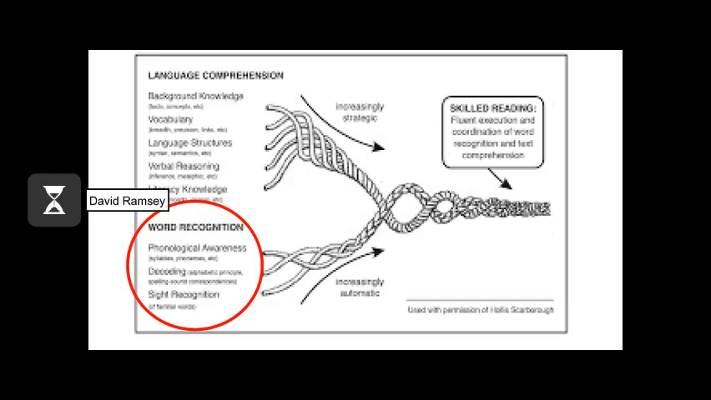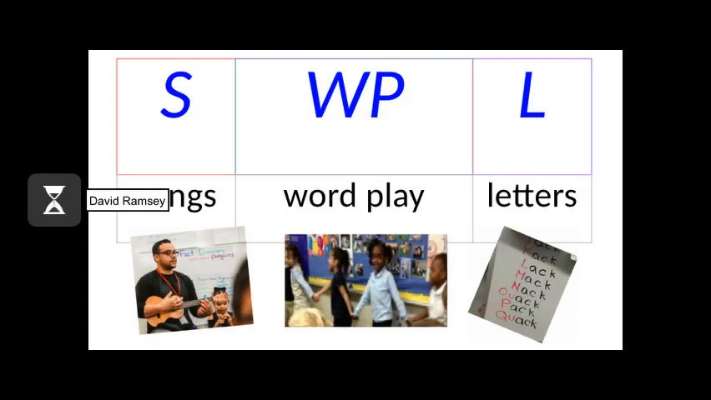Research shows that awareness of letters, their sounds, and how they form words is a necessary precursor to learning how to read. In the Swpl component, children develop these skills through songs, wordplay, and letters.